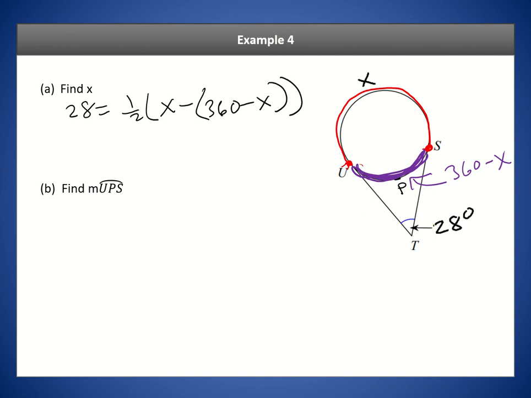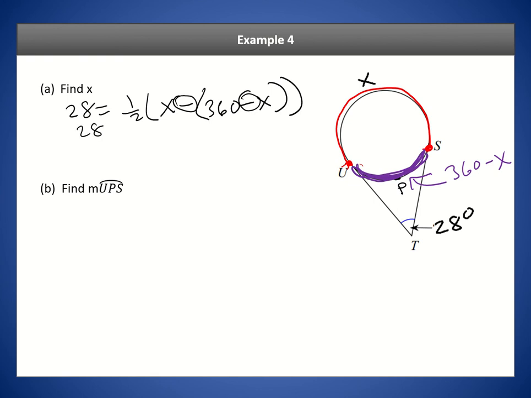All right, so now we got those two arcs there. We take the difference, cut it in half. Let's solve for x. So notice that we got x minus negative x there. Those two negatives turn into a positive. All right, so it's going to be x plus x.